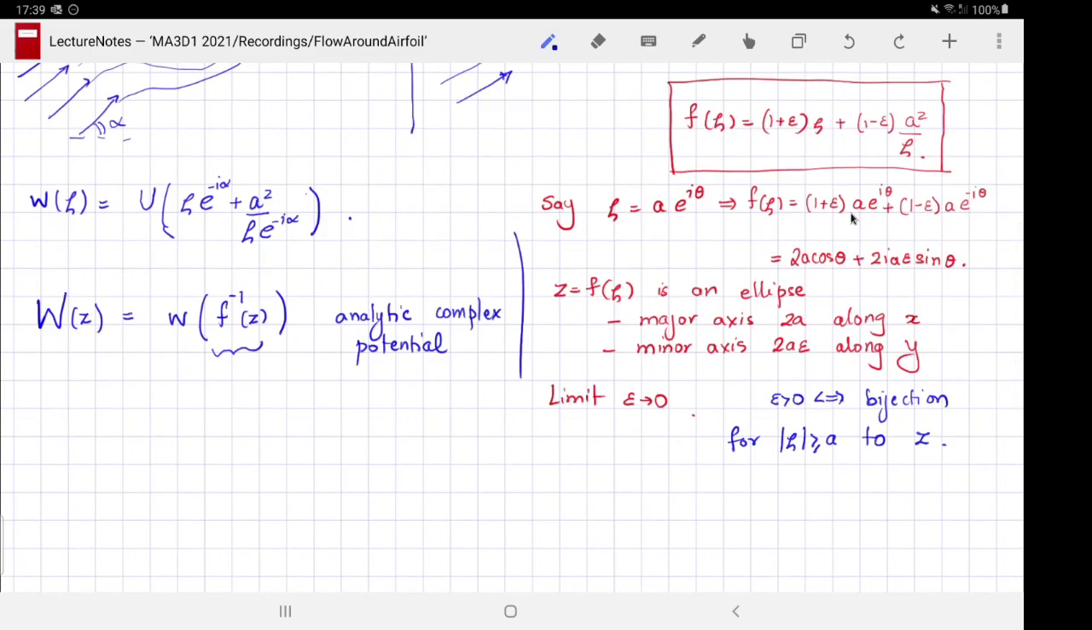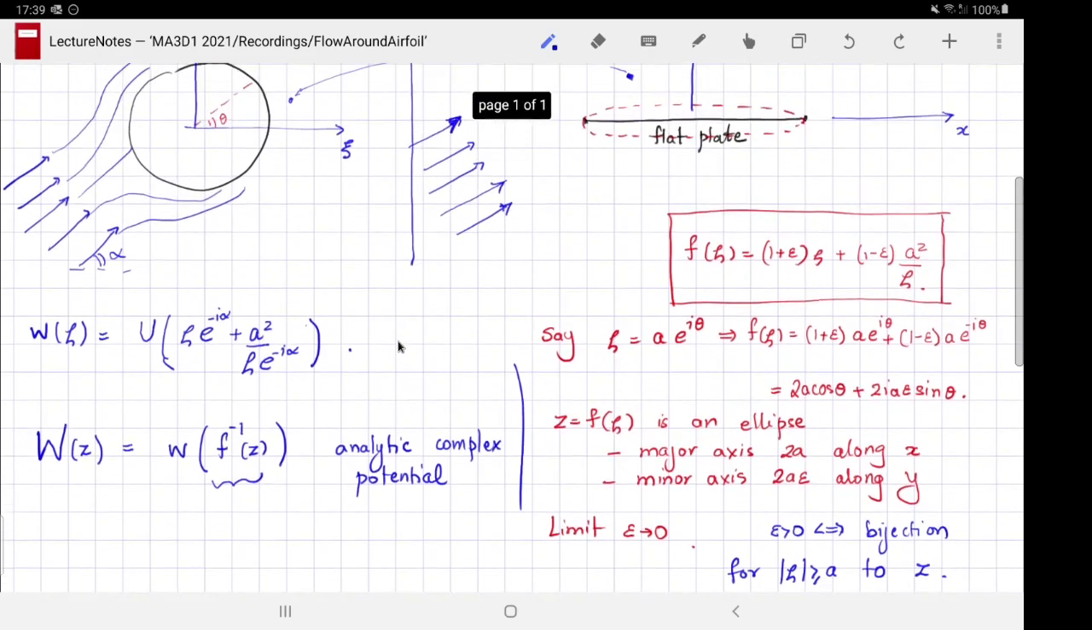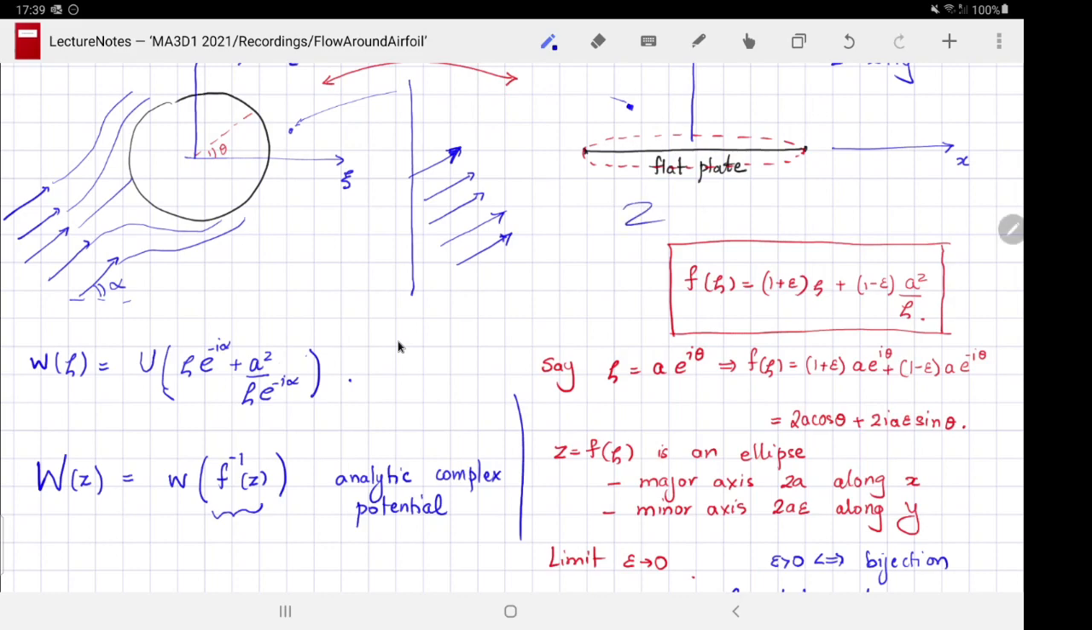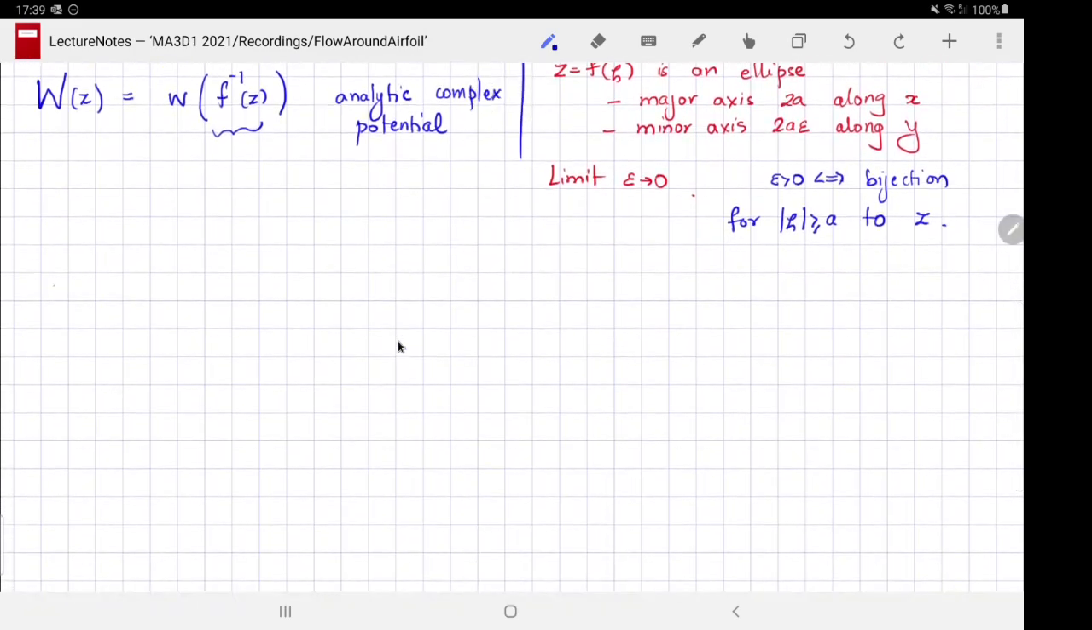So the next step that we need is to find the speed of the fluid in the z plane. We are going to relate the speed in the z plane to the speed in the zeta plane in the following way. The speed in the z plane, u minus iv, is dW/dz. Now, in order to distinguish my little w's from capital W's, I'm going to decorate my capital W's. And this derivative can be written as dw/d zeta divided by dz/d zeta.